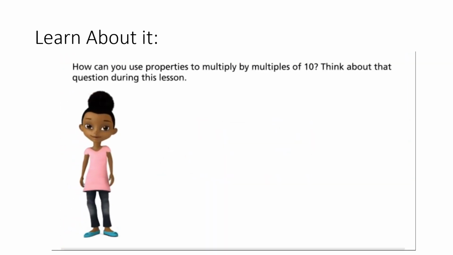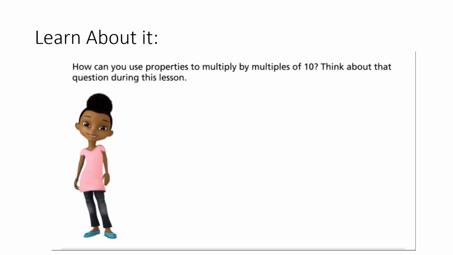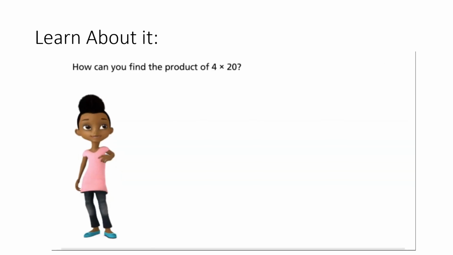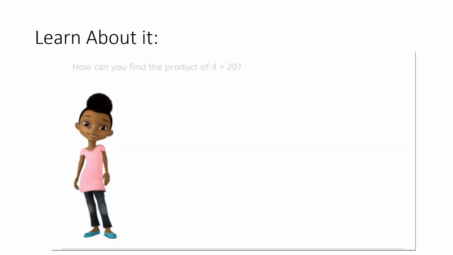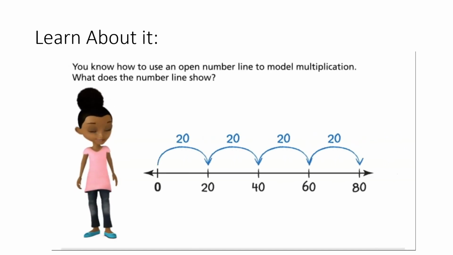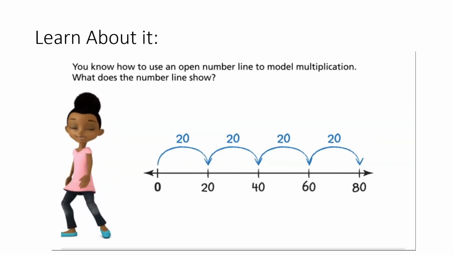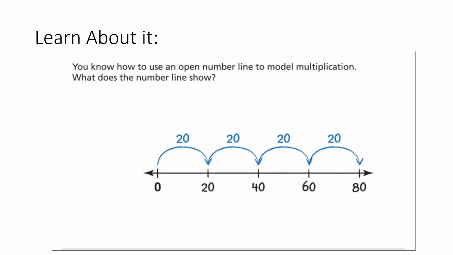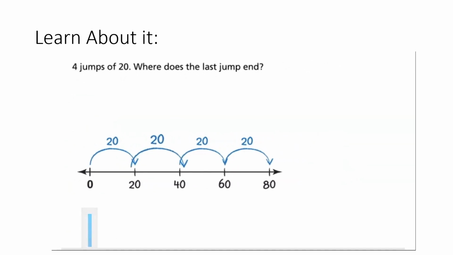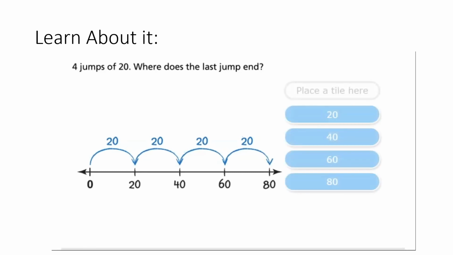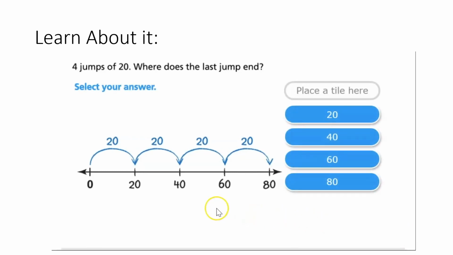How can you use properties to multiply by multiples of 10? Think about that question during the lesson. How can you find the product of 4 times 20? You know how to use an open number line to model multiplication. What does the number line show? 4 jumps of 20. Where does the last jump end? Select your answer.